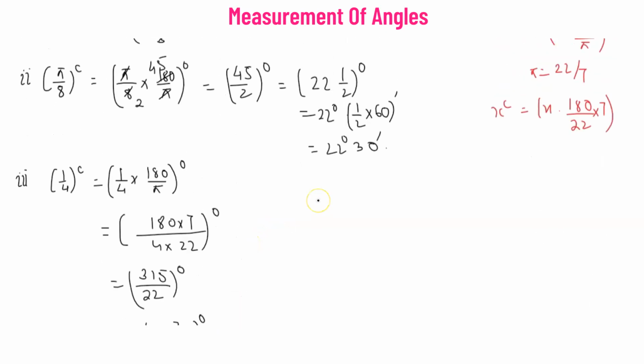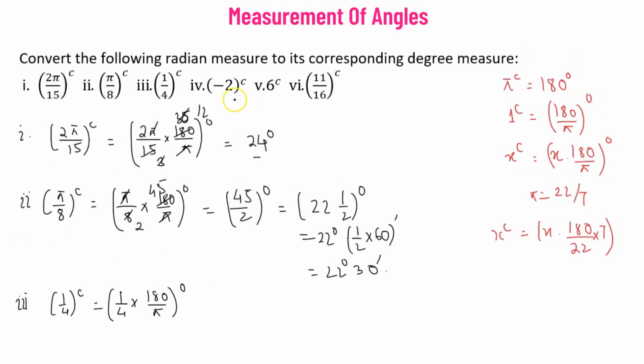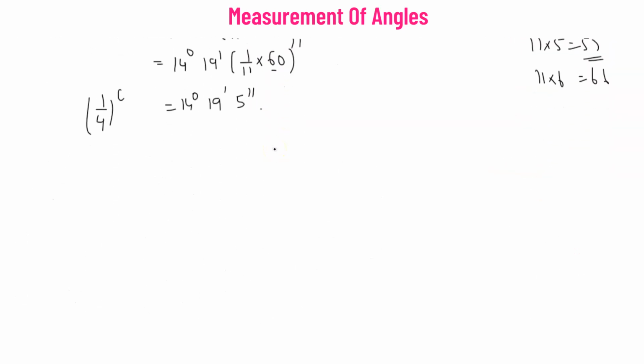Coming to the fourth problem, we have -2 radians. So let's find out the value of -2 radians. All we have to do is take -2 and multiply it by 180 over pi. This is going to get converted into degrees. So we'll take the negative outside. So we have 2 times 180. We're going to convert pi to 22 over 7, so we have 22 times 7.